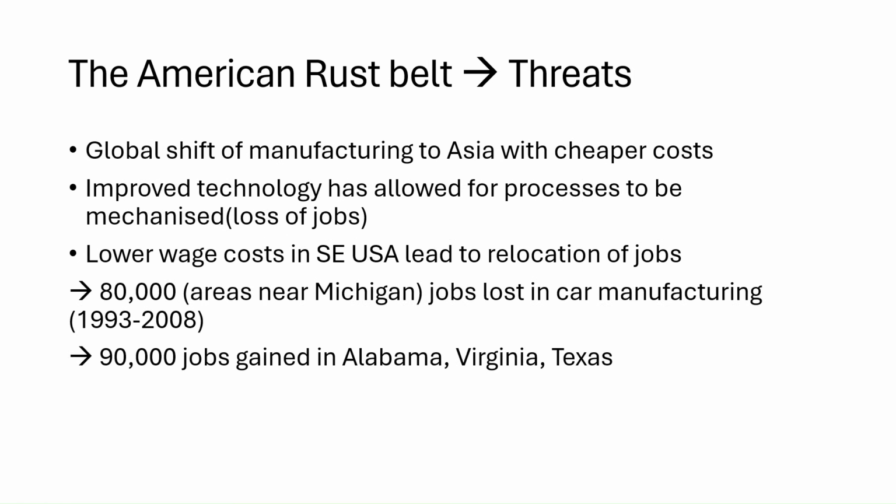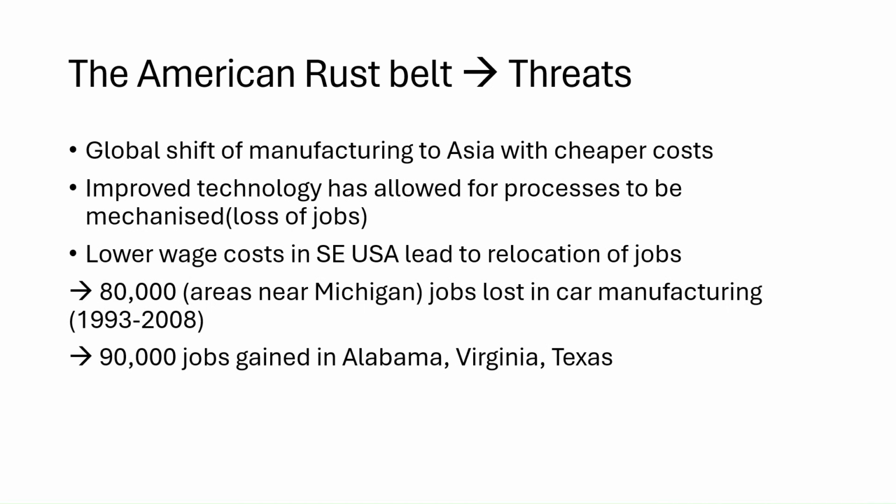And just some other threats again. Obviously, the most major one would be the global shift of manufacturing towards Asia, which was the biggest threat, and it's proven to be the biggest threat since you just can't compete with Asia in terms of manufacturing at the moment. And there's just the improved technology, which has allowed for processes to be mechanized, which means machines do the job instead of actual people.